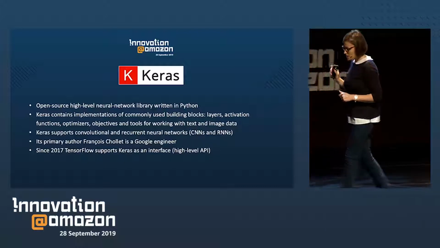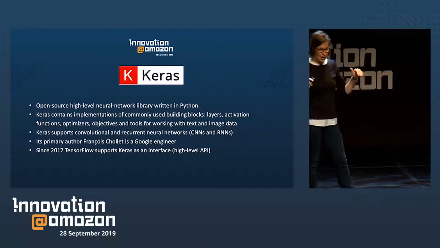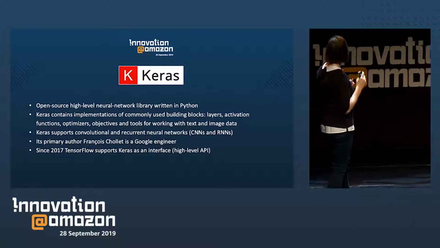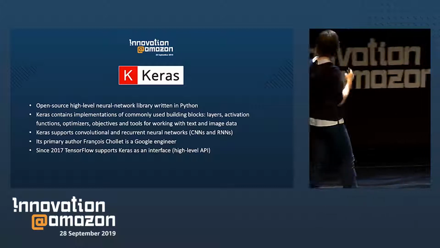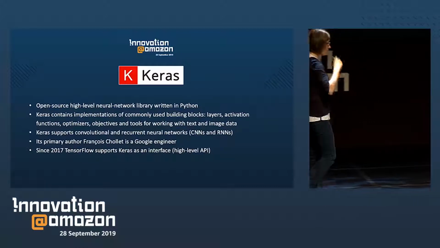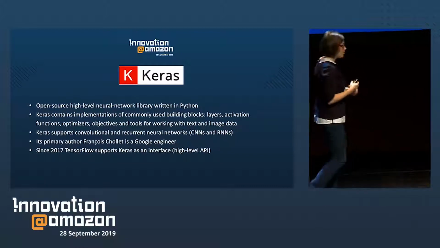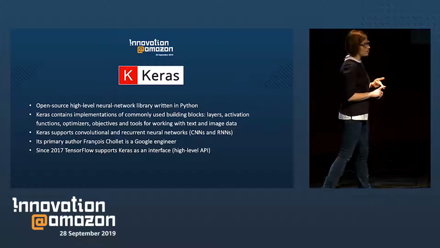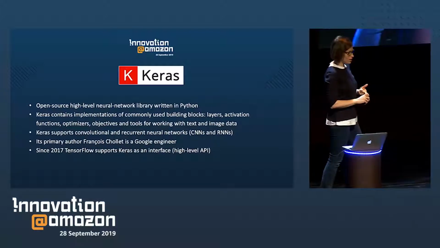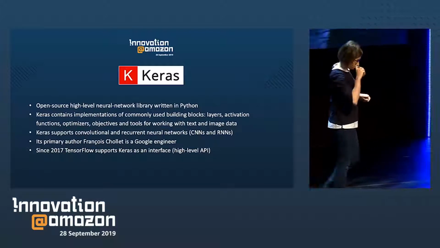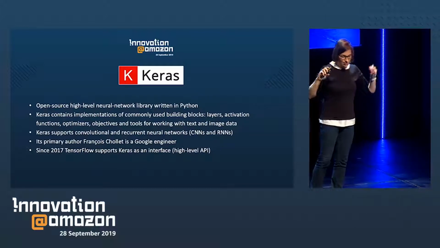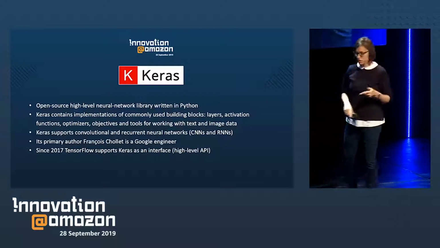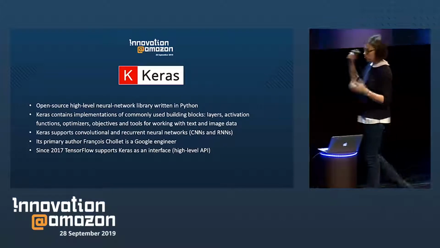So he said, okay, I want a high-level API on the existing libraries. The existing libraries can be not only TensorFlow, but also other libraries. Then you can iterate faster. It has all building blocks for CNNs, so convolutional neural networks. RNNs are neural networks used for text recognition.